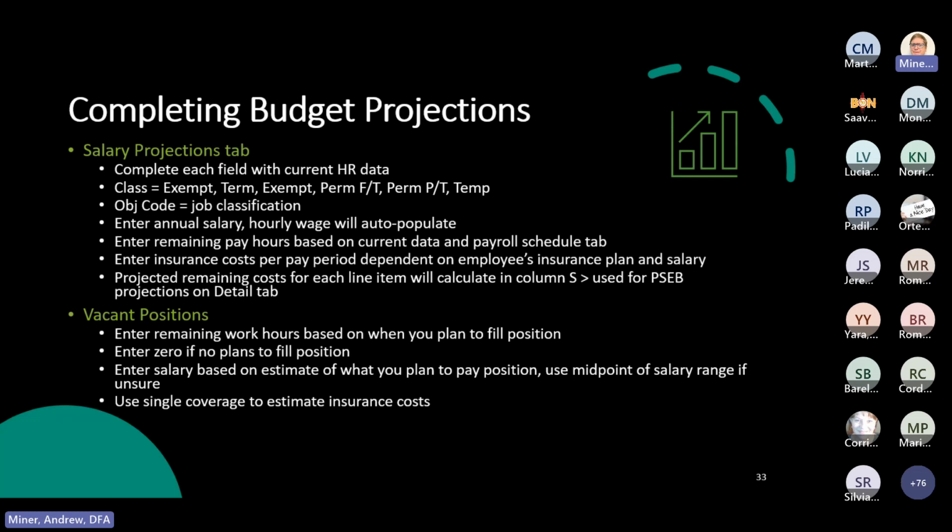You won't have to budget anything for that position for the rest of the year. You should enter in a salary for a vacant position based on an estimate of what you plan to pay them. Of course, that can change, but do your best. And if you're not sure, then just default to midpoint of the salary range, because that's what we always kind of use as your default estimate. And then last, you should use single coverage to estimate insurance costs. Again, obviously, you don't know what type of insurance that prospective employee is going to have, if any, but just to put in something, put in single coverage, and that'll help build in some possible insurance costs for that vacant position.